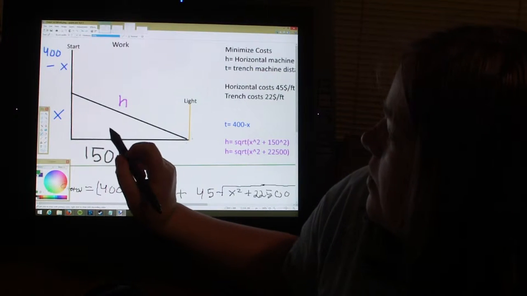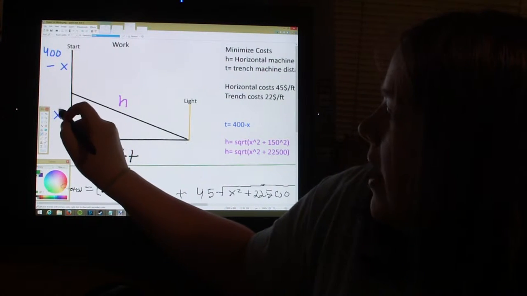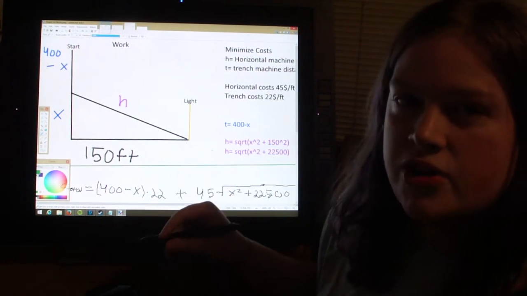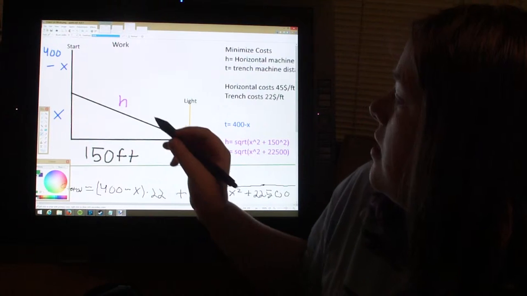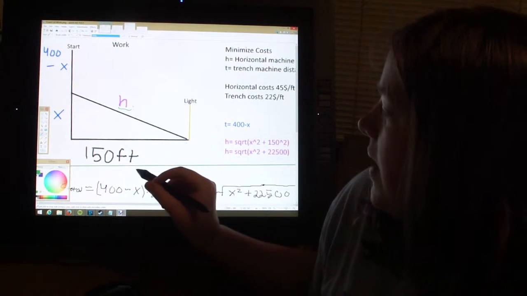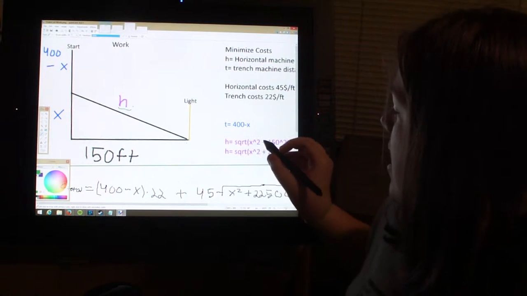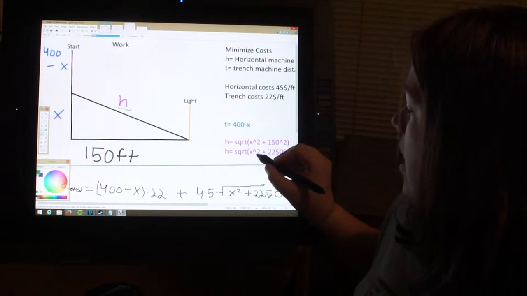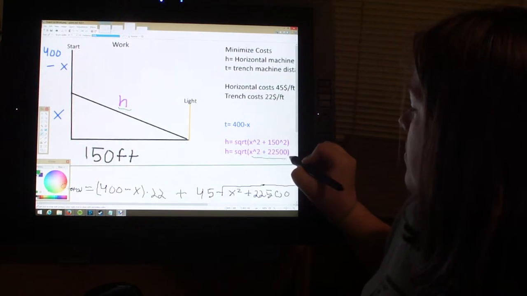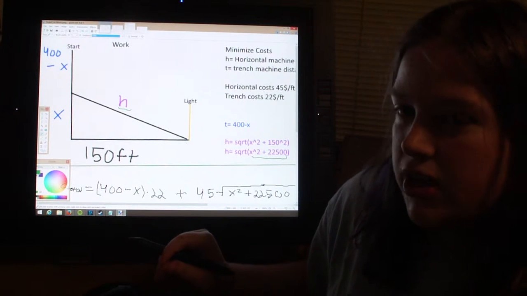The distance for the x is going to be the distance that we're not going to use of the cart path. So the distance we're using the trench machine is going to be 400 minus x. To figure out the distance we're going to use the horizontal boring machine, we have to take the Pythagorean theorem, which will give us h is equal to the square root of x squared plus 22,500 feet.